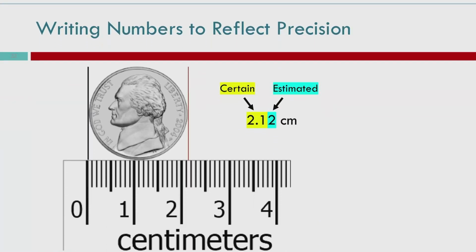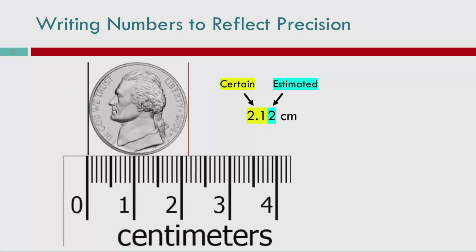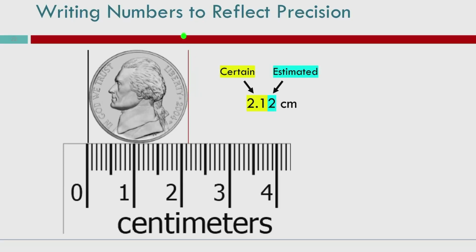So looking at certain and estimated using a nickel as our example, again, we've got a blown up ruler here on the screen with centimeters on it. I added in a little red line here on the edge of our nickel just so that we can see where the nickel ends. It's lined up so that the left edge is on the 0. And if we were to measure where it is based on this red line, it's definitely past the 2. Right? Nobody would dispute that it's past the 2. We're certain about that. So that's why our 2 is certain.